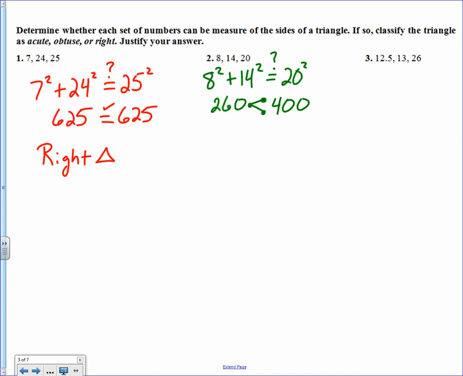All right, here, that means that c squared is bigger, right? That third side squared is bigger than the other 2 sides. That means that angle is going to open up, right? So it's going to open up and become obtuse.